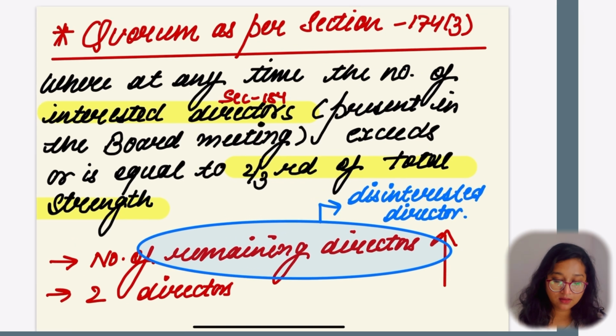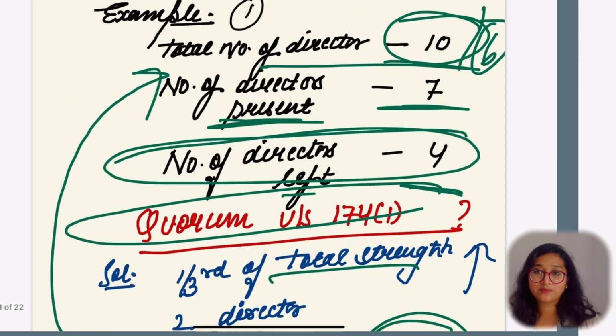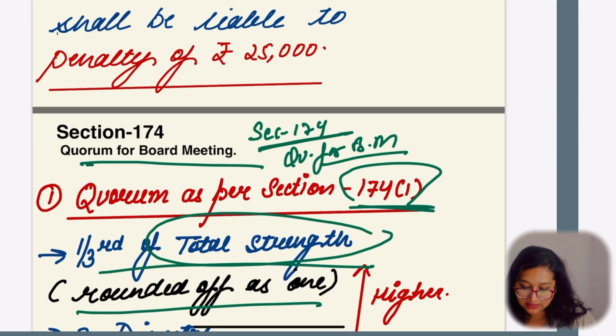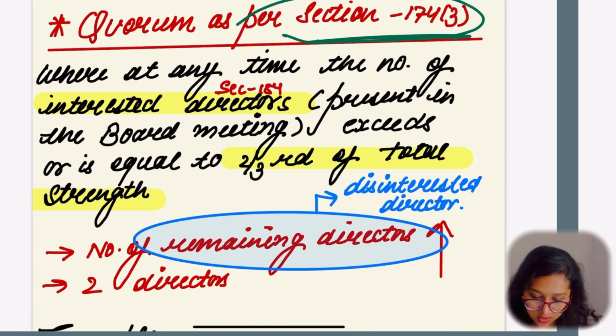Same point as this, this is section 174 subsection 3. Quorum as per section 174 subsection 3. Earlier we were at 174 subsection 1, right? Let's read out 174 subsection 1 again, and now we are going for 174 subsection 3. Earlier I was talking about every director. I haven't mentioned any particular directors. But in this section 174 subsection 3, I am going to specify some director, only one kind of director I mean. Please pay attention here.